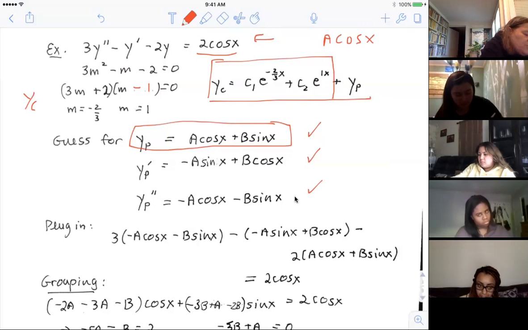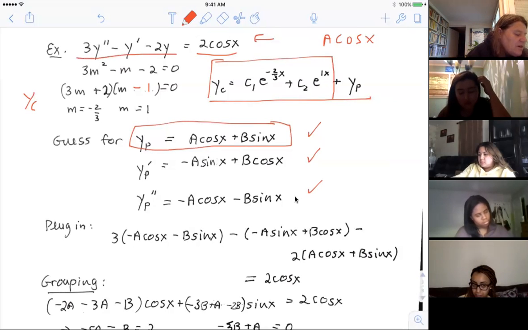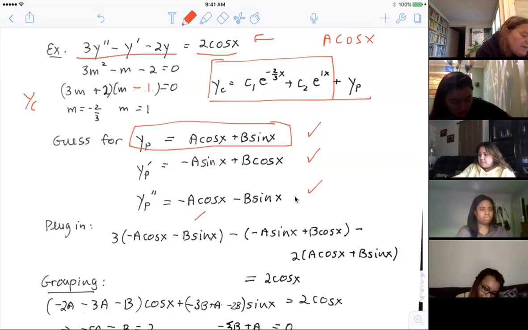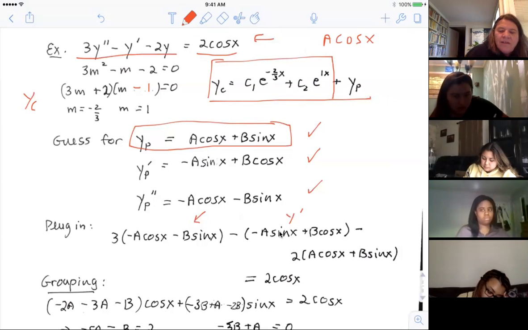So what I'm going to plug into is, of course, the original equation over here on the left. And it's going to be 3 times y double prime. So I put that in right there. Minus y prime, and there's y prime right there. So this is what this is. And then minus 2 times y, and y, of course, was my original guess of this. What we want that to equal, of course, is whatever was on the other side, which in this case was 2 cosine x.